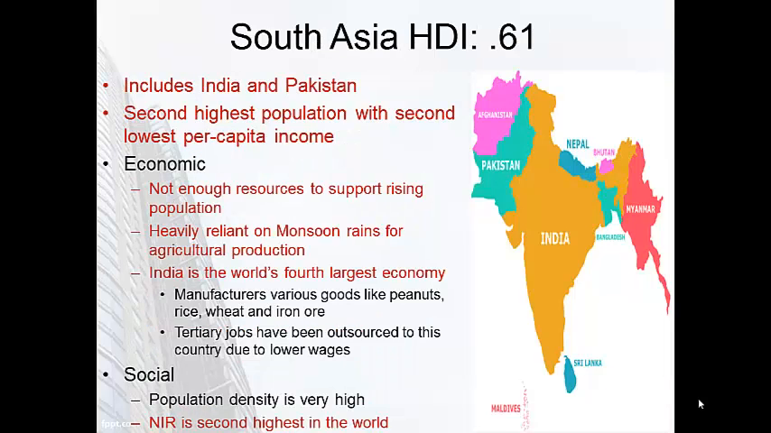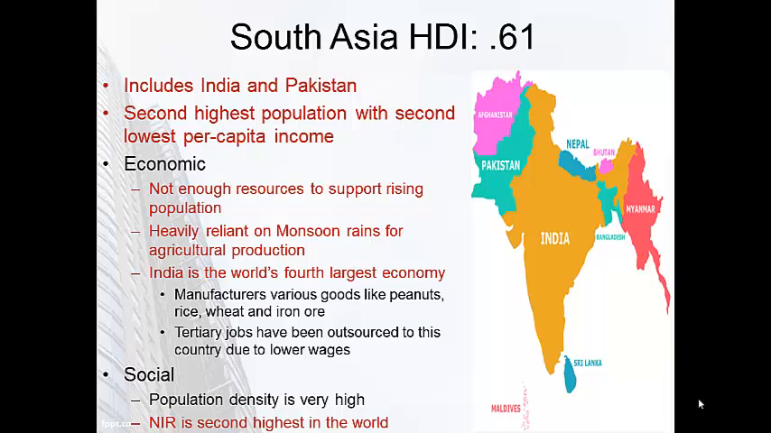All right, South Asia, which includes India and Pakistan. This area has the second highest population with the second lowest per capita income, right? So there's a ton of people that don't have a lot of money. So economically speaking, there's not even enough resources to support the rising population. And this area is heavily reliant, agriculturally speaking, on monsoon rains. Now, India, to note, is the fourth largest economy, which manufactures goods like peanuts, rice, wheat, and iron ore. And they also now have tons of tertiary jobs that are outsourced because you can pay these workers lower wages than, let's say, in other MDCs.